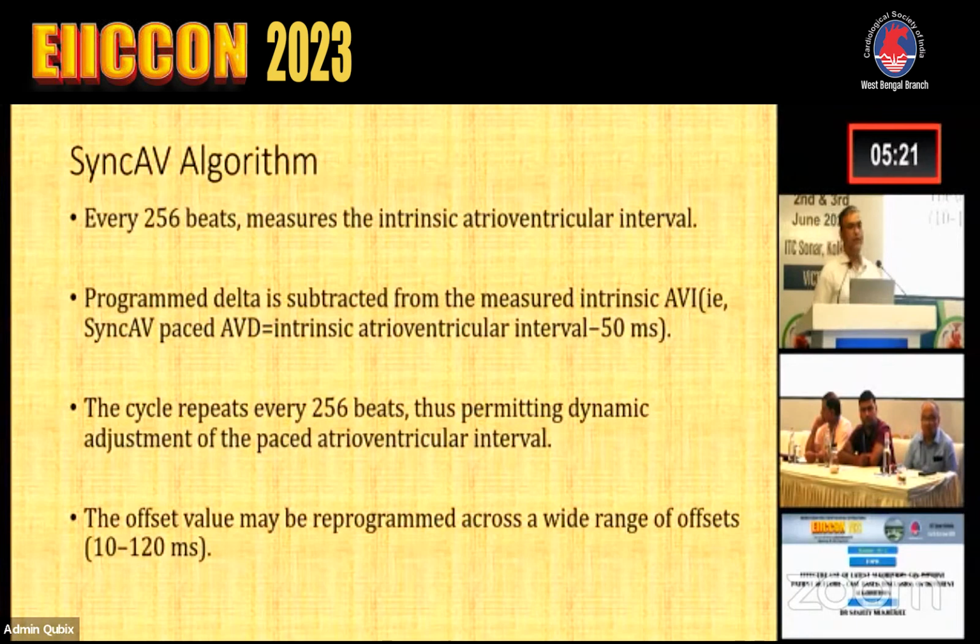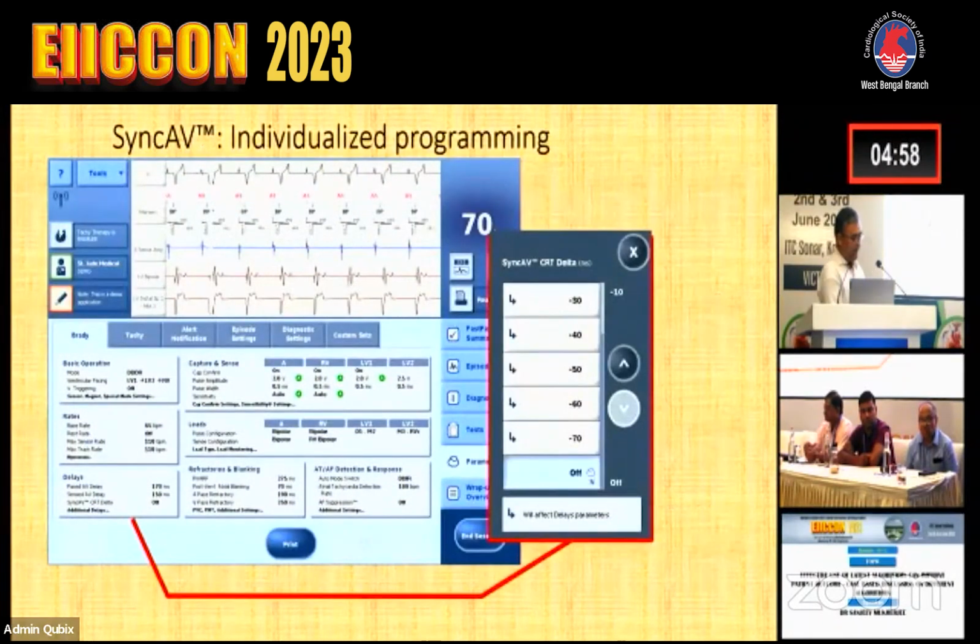This is called SyncAV. And what they do in this algorithm is very interesting. The device is going to assess the intrinsic AV conduction every 256 beats. So every 256 beats, the device will look at whether the individual has got an intrinsic AV delay. And if an intrinsic AV delay is there, then as an operator, you have the choice to program something called a delta. You program this delta that will be subtracted from the AV delay, and that is what the device will pace at for the next 256 beats.